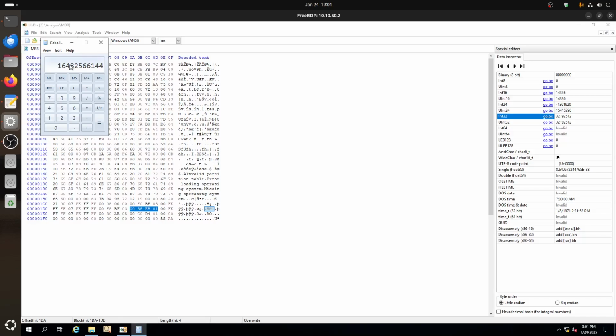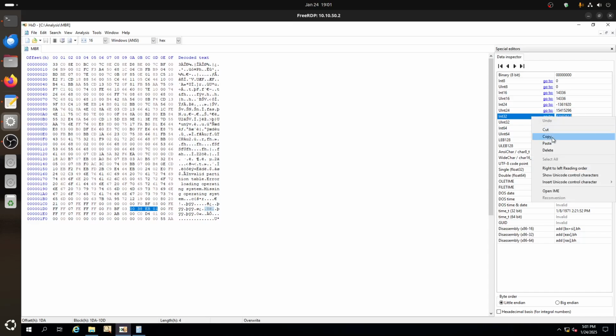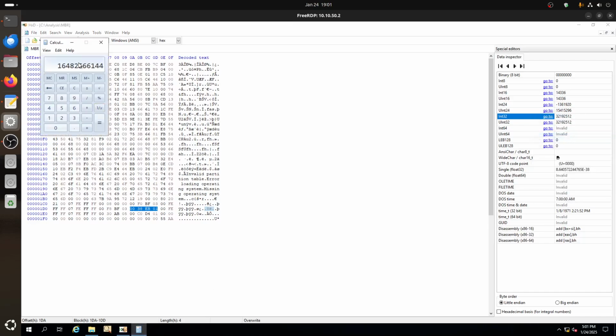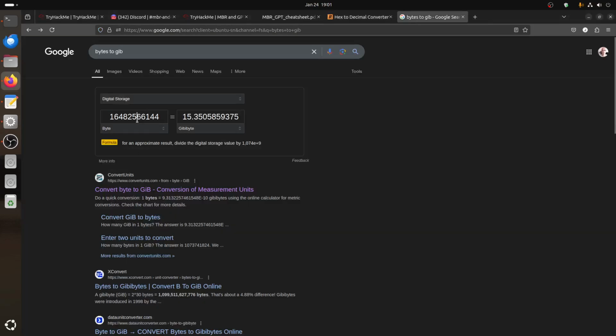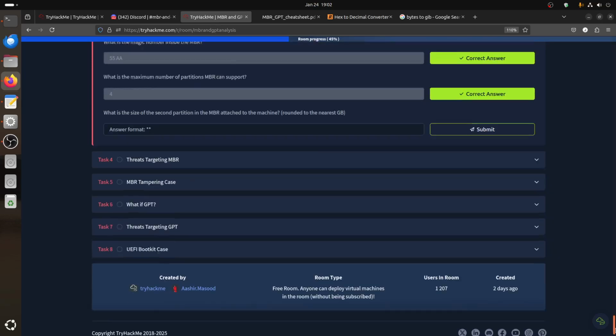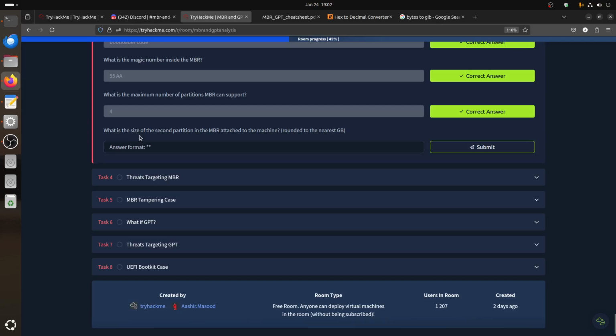Don't trust the calculator from Windows. So if I copy this again, multiply by 512. Let's see. If I didn't do this right, I will lie. It's a 50 35. 1535 should be. What's the question? What is the size of the second partition MBR attached to the machine?